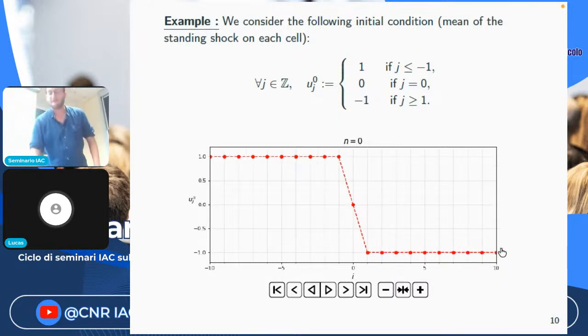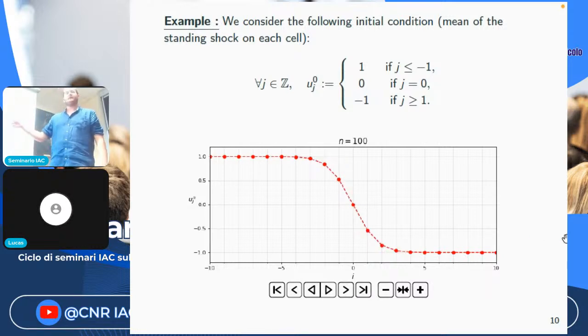The second thing that is interesting to point out is the fact that here there is essentially an exponential convergence of my discrete shock profile towards its end state. And this means that to pass from the state U minus to the state U plus, I essentially have a transition that is contained in a finite number of cells.